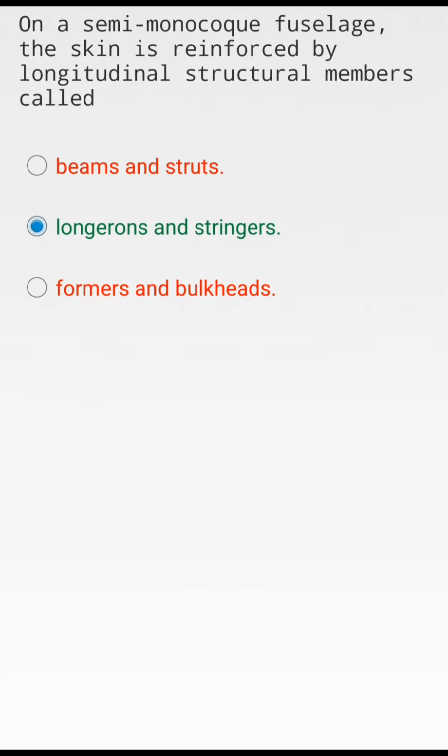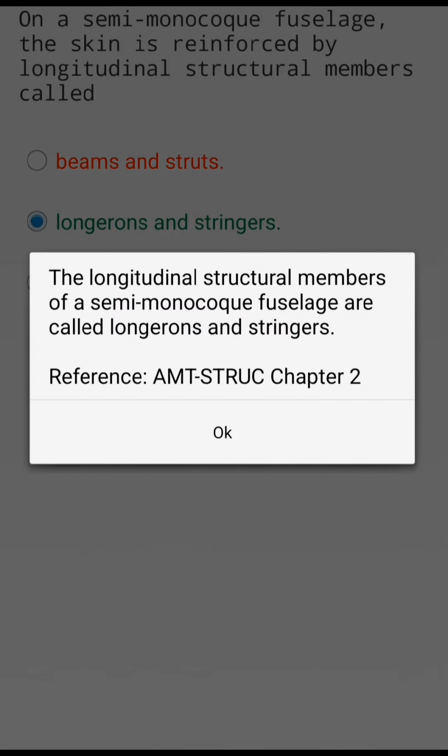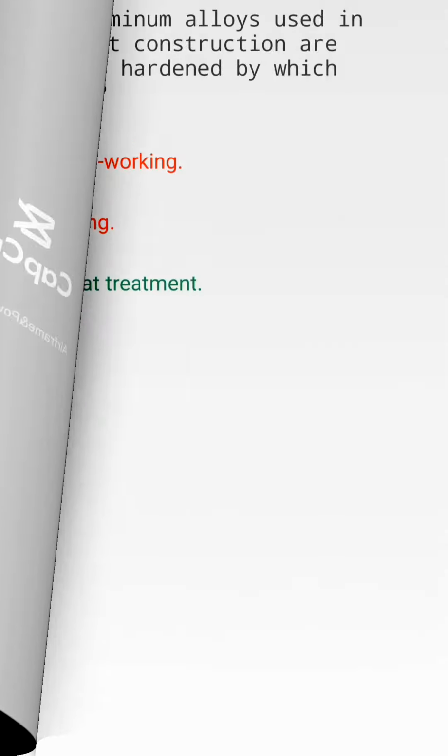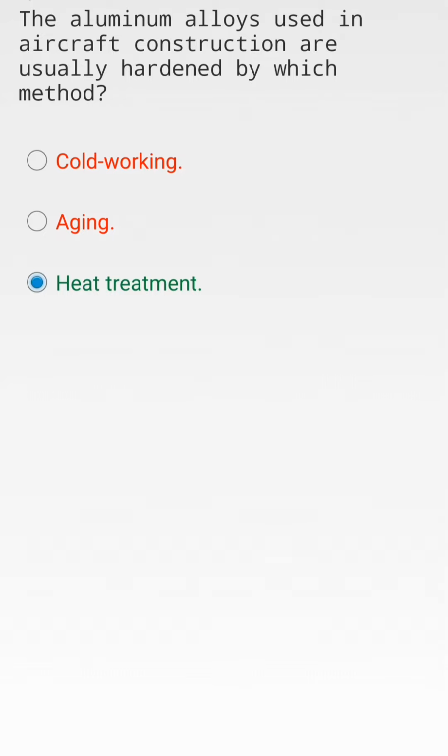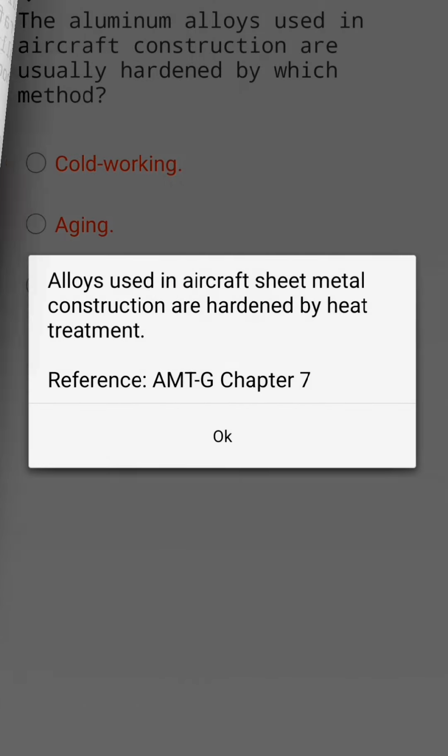On a semi-monocoque fuselage, the skin is reinforced by longitudinal structural members called longerons and stringers. The longitudinal structural members of a semi-monocoque fuselage are called longerons and stringers. The aluminum alloys used in aircraft construction are usually hardened by which method? Heat treatment. Alloys used in aircraft sheet metal construction are hardened by heat treatment.